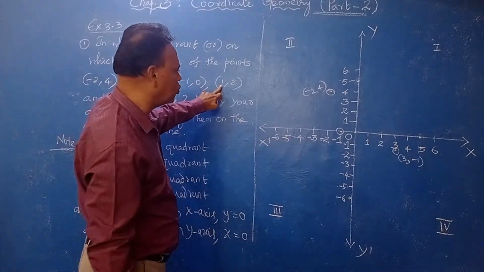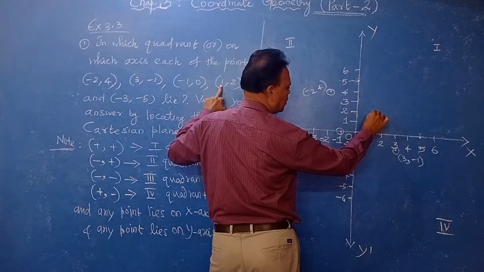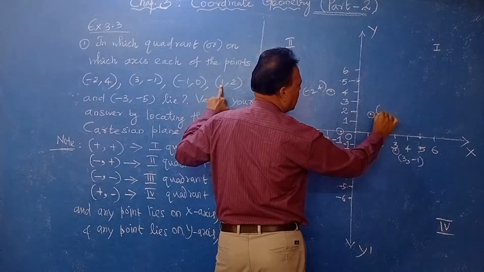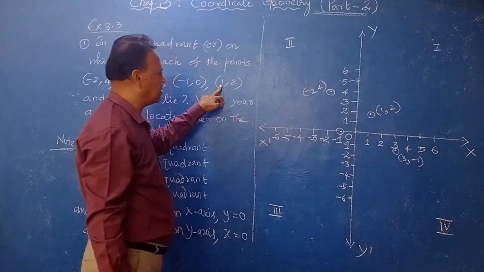Then 1 comma 2. 1 is here. X is 1, y is 2. So both are positive. Both are positive means it is the first quadrant. It is the first quadrant. Clear?